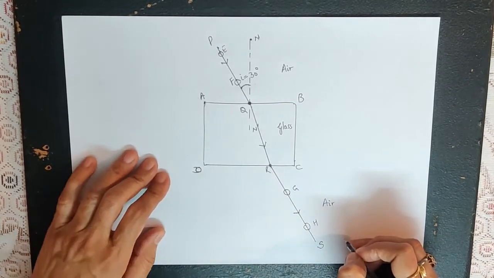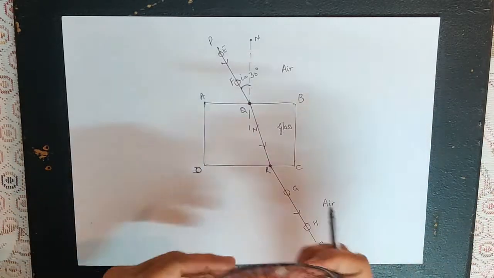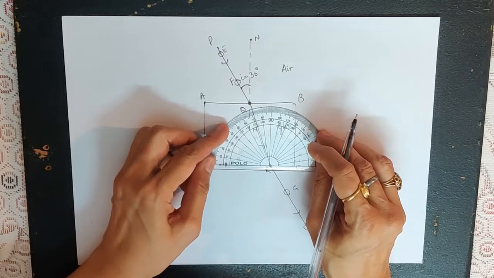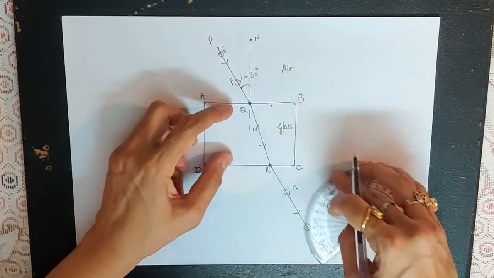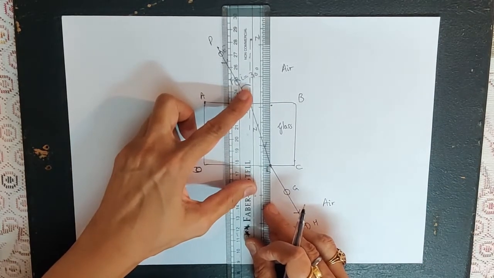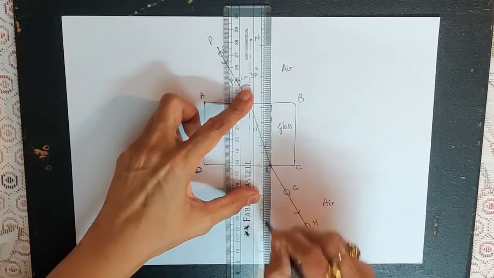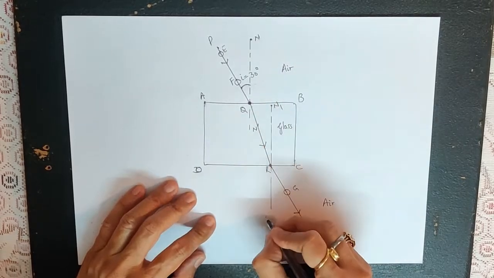Now at this point R, we again draw one more normal that is making an angle of 90 degrees with the face CD. So here we draw one normal that is making an angle of 90 degrees with the face CD. Let us name this normal to be N1, N1 dash.